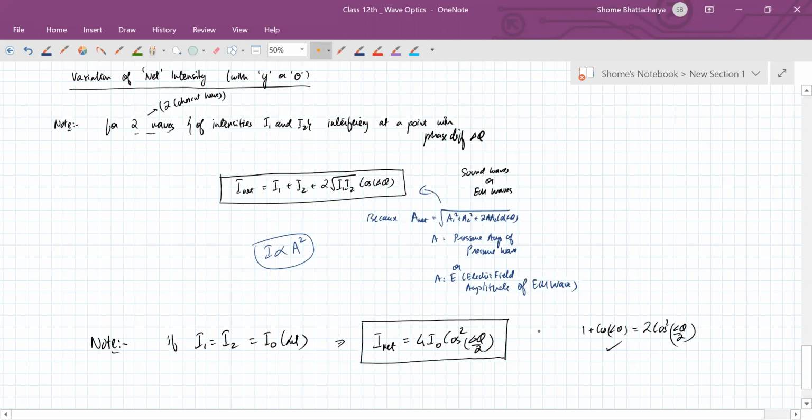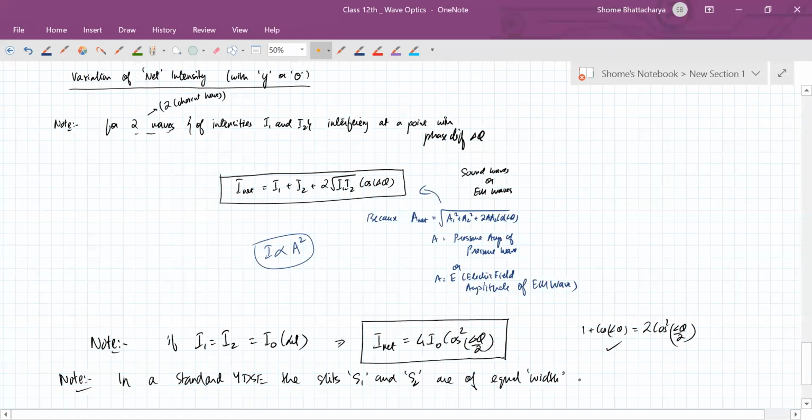This is the one that becomes significant for us in the standard Young's double slit experiment, because in the standard experiment the slit width of S1 and S2 is the same. So S1 and S2 are allowing the same amount of intensity of light to go through. So individually they create the same intensity on the screen. So in a standard YDSE, of course we'll see some variations of that also, but in the standard version of the experiment, the slits S1 and S2 are of equal width, and also they are equidistant from S.